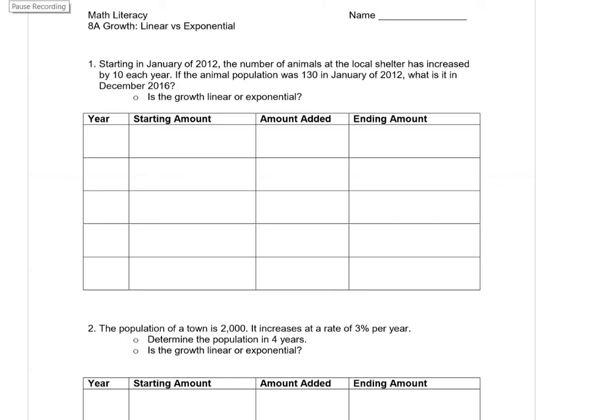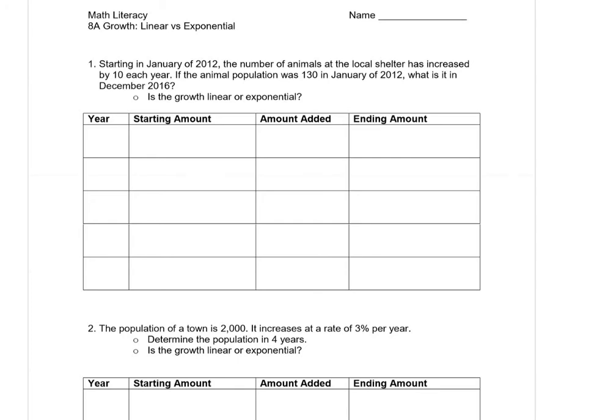Okay, today we're going to be looking at the difference between linear and exponential growth. And we've really already seen this in the first unit with the difference between simple interest and compound interest. But now we're just taking this idea of these two types of growth and looking at them in different situations.